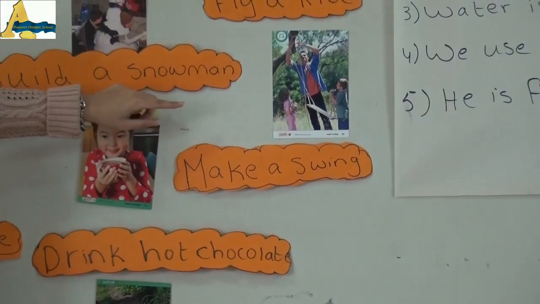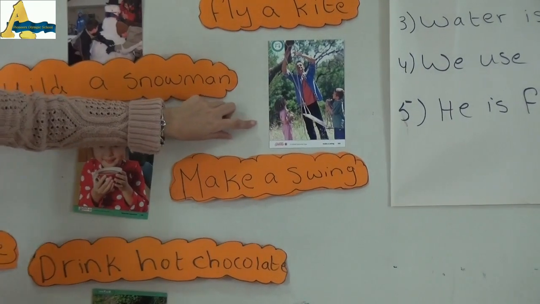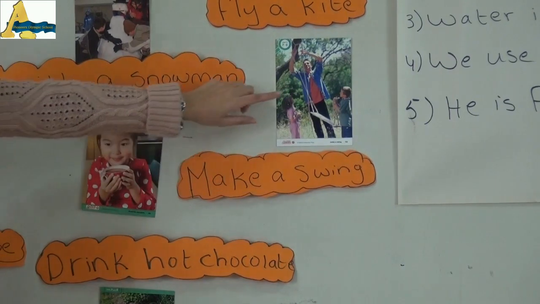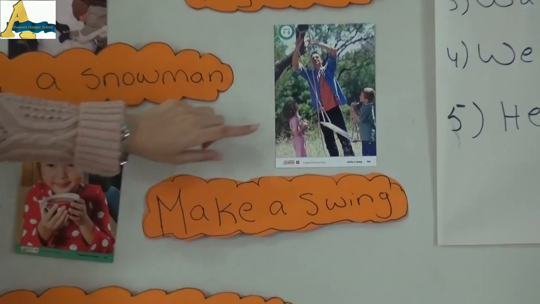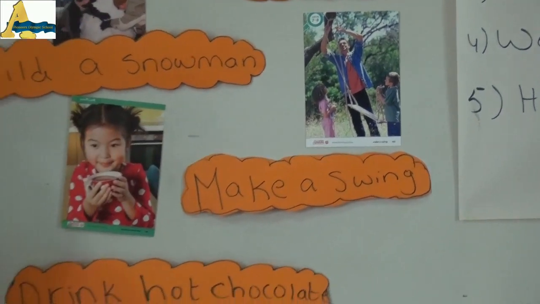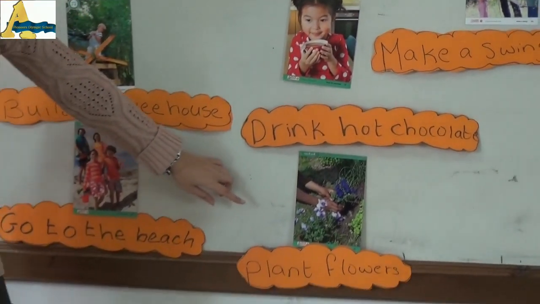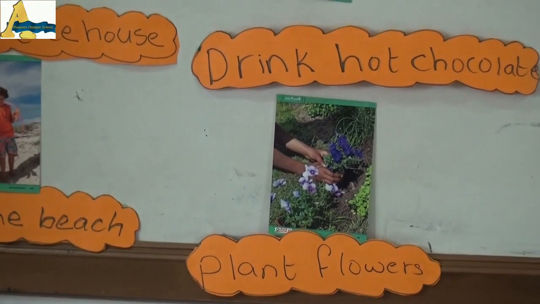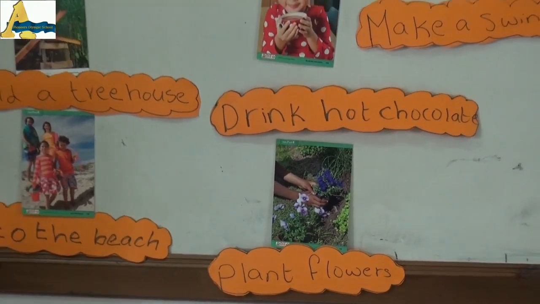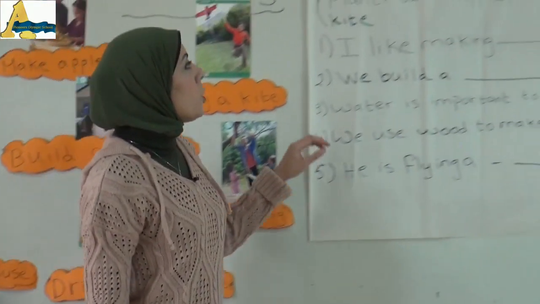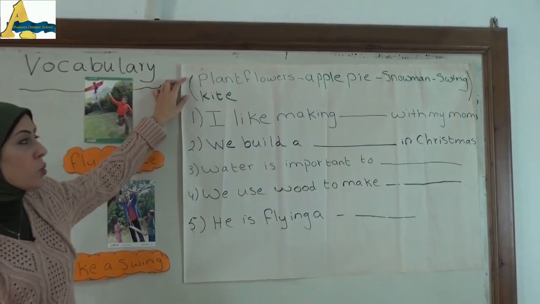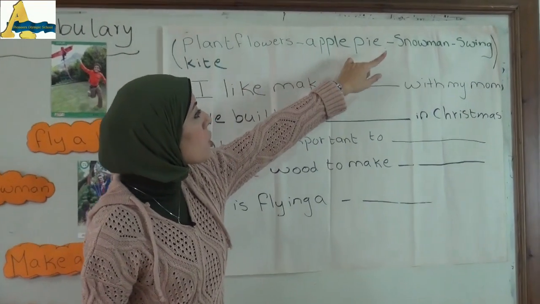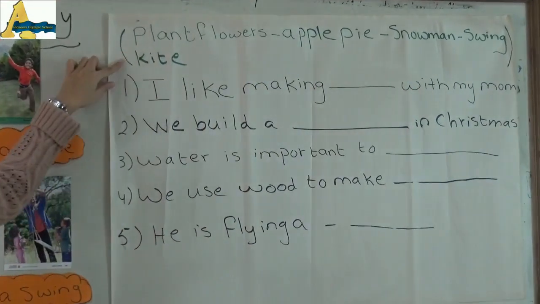Here the father is helping his son to make a swing. So look at the swing. They are making a swing. And we have another word here, plant flowers. Okay, this is our new vocab list. Let's do this exercise. We have to read the words before, choose the correct word. Plant flowers, apple pie, snowman, swing, and kite.